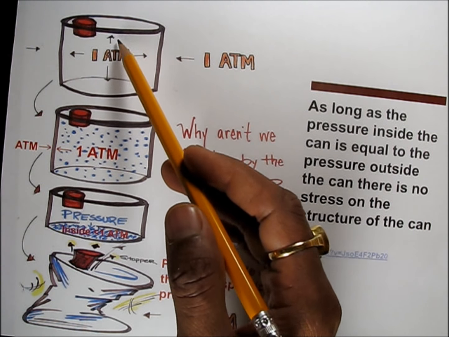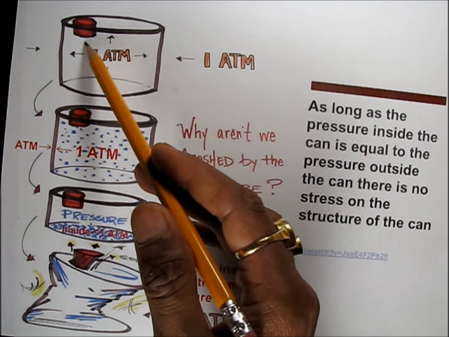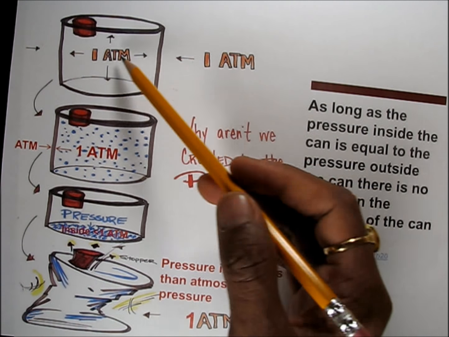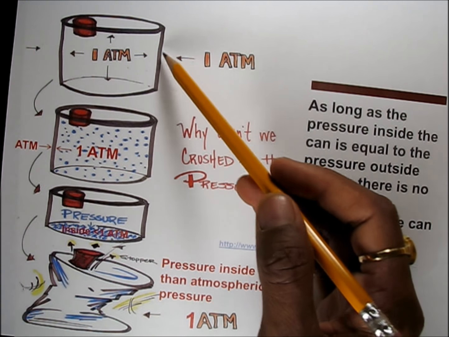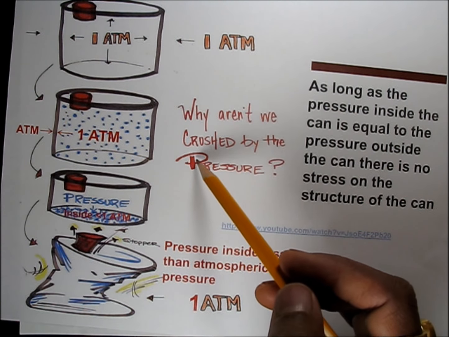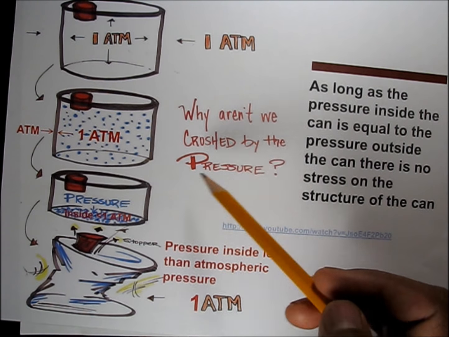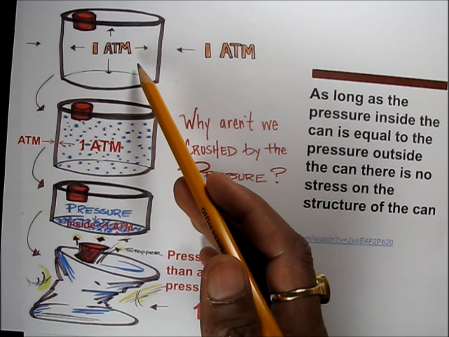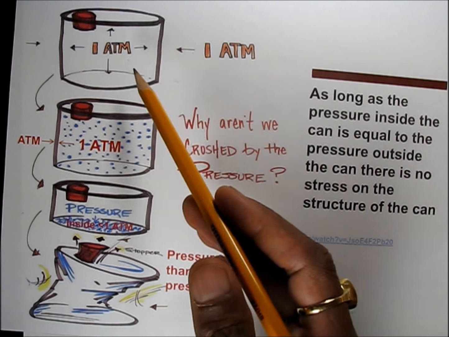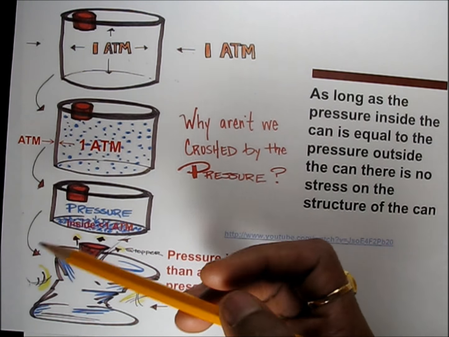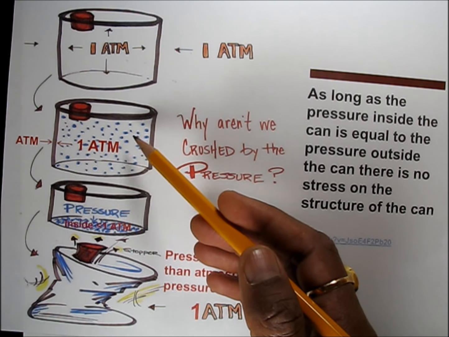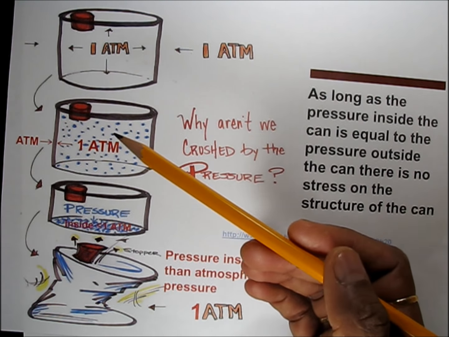If the lid is closed, there is air inside and air outside, and both have 1 atmospheric pressure, which is why it maintains its shape. But why are we not crushed by the pressure? Similarly, our body is also like this drum, because we breathe in, so air is also inside our body, so we have atmospheric pressure inside and outside both.